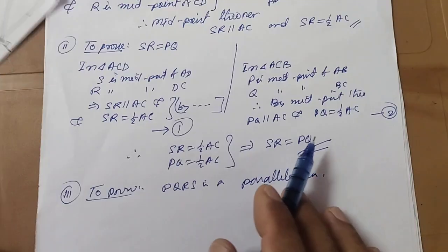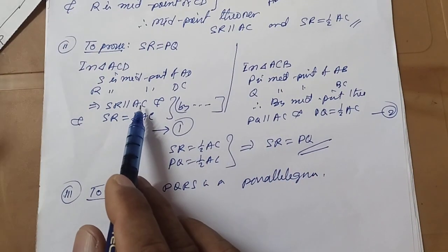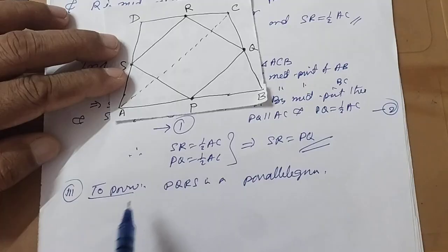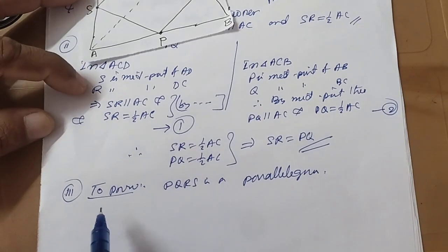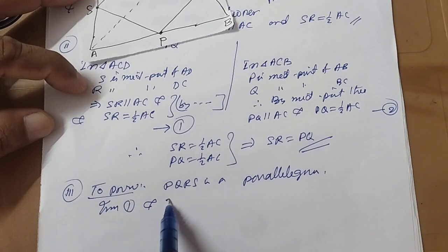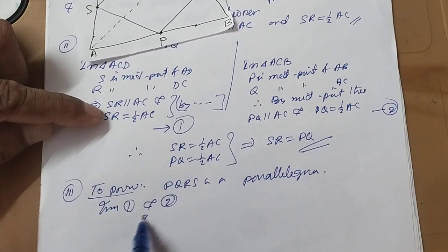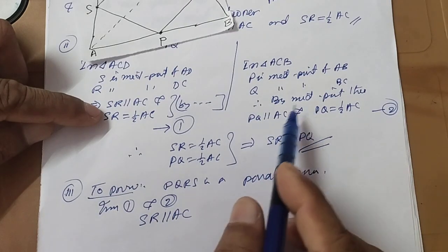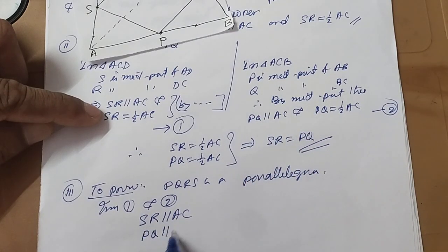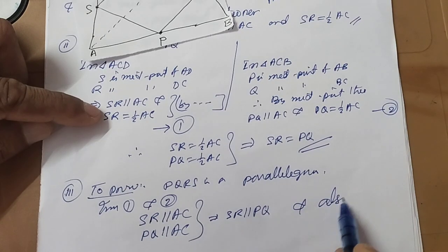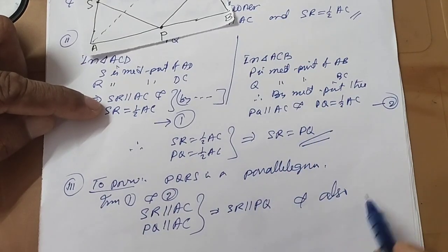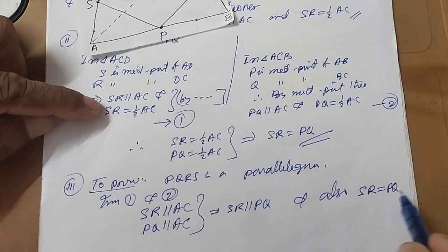We have already proved SR is parallel to AC in equation 1. From equations 1 and 2, what have we got? SR parallel to AC, and also PQ parallel to AC. So what does it imply? Since both are parallel to AC, SR must be parallel to PQ. And also we have proved SR is equal to PQ.